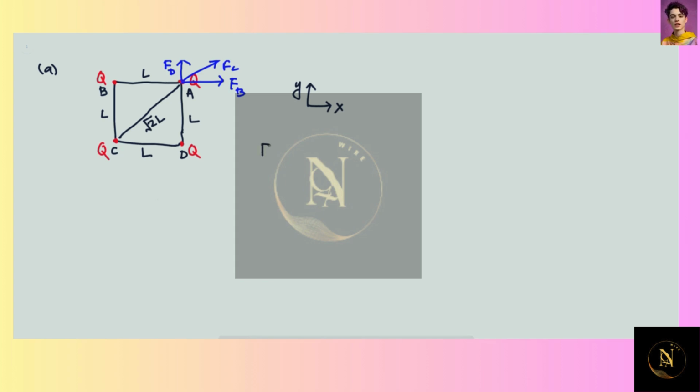Now since all the charges have the same magnitude, calculating the magnitudes of the forces is going to be really easy. So vector FB will be 1 over 4 pi epsilon naught q square over the distance, that is L square, and this points towards right, hence i cap. And FD is 1 over 4 pi epsilon naught q square over L square. This points upward, hence j cap.